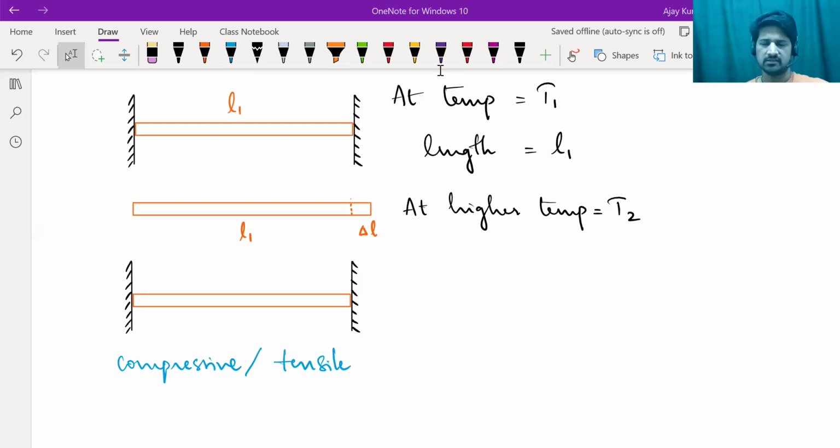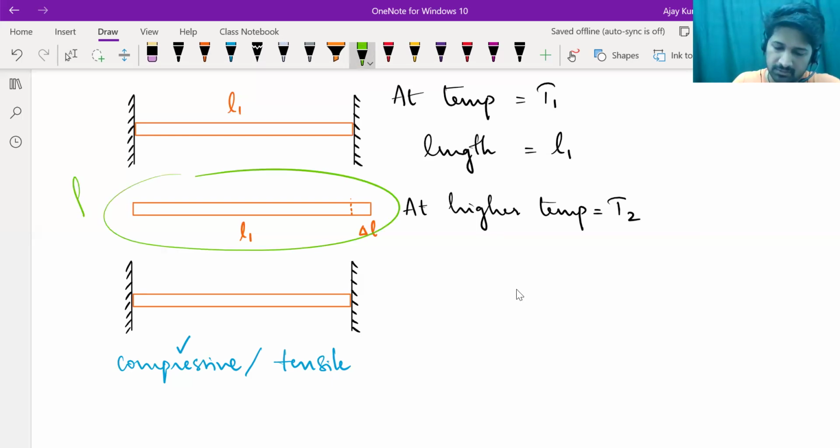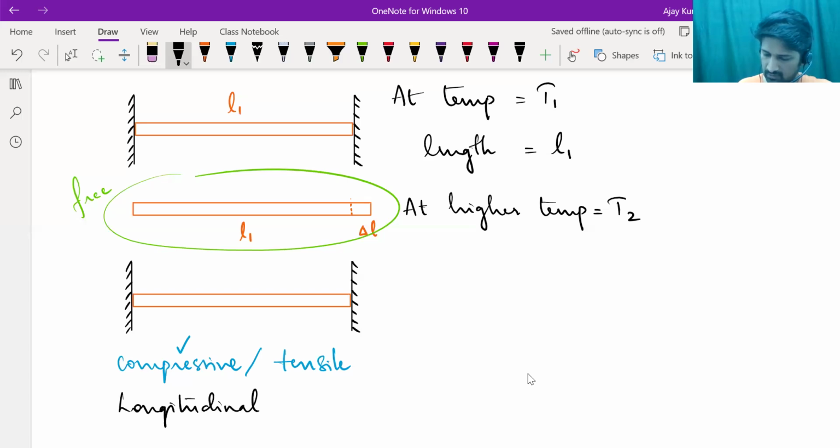Okay, Vanilla has given the answer: compressive stress. That is correct. We are forcefully compressing it to a shorter length. Had the rod been free, it would have assumed this much length. We are forcefully making it shorter, so there is compressive stress. And since this is in terms of length, you can say longitudinal stress is developed. Compressive longitudinal stress is developed.